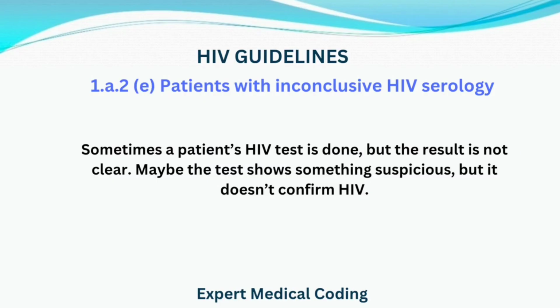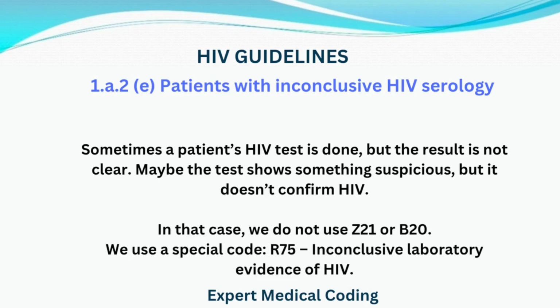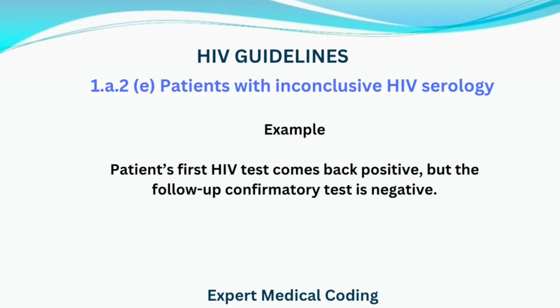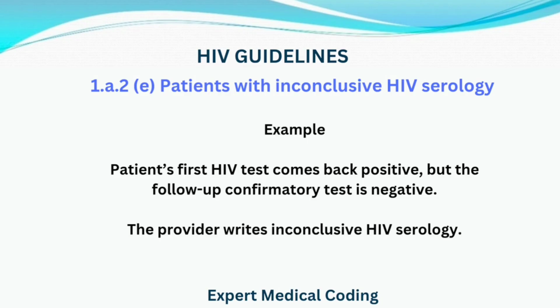So sometimes a patient's HIV test is done, but the result is not clear. Maybe the test shows something suspicious, but it doesn't confirm HIV. In that case, we do not use Z21 or B20. We use a special code, R75, inconclusive laboratory evidence of HIV. Let us see an example here. Patient's first HIV test comes back positive, but the follow-up confirmatory test is negative. The provider writes inconclusive HIV serology. So we have to code it as R75.